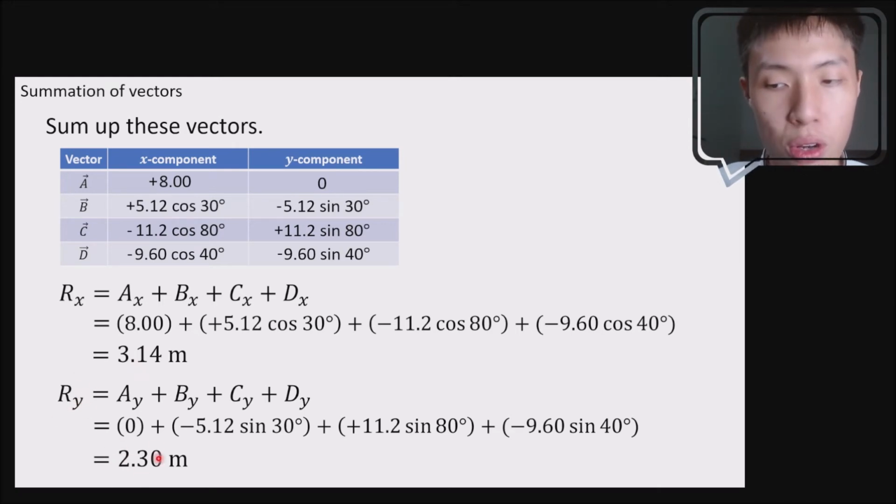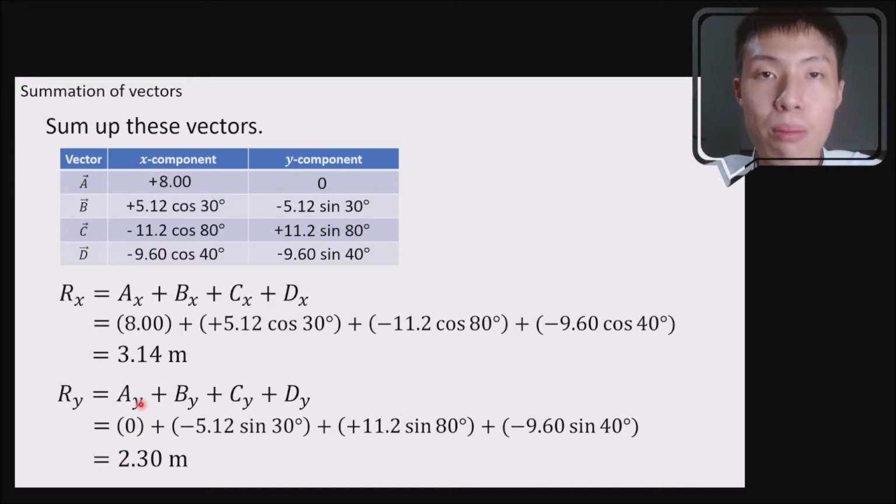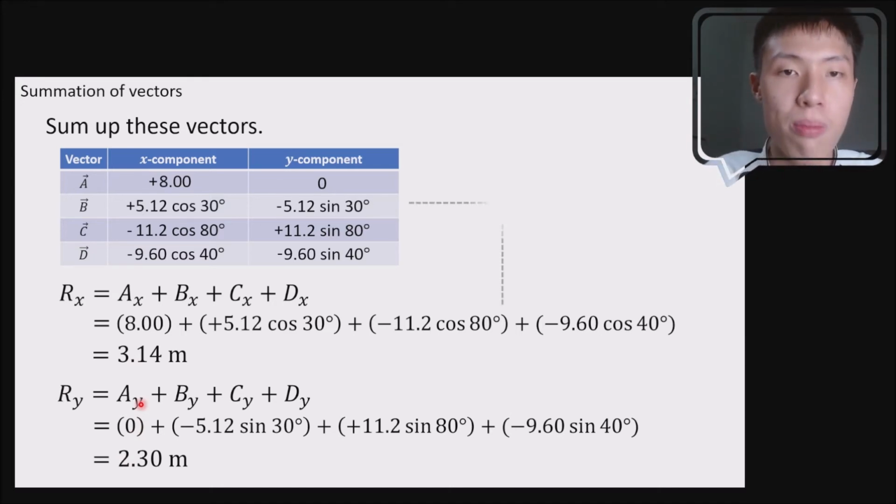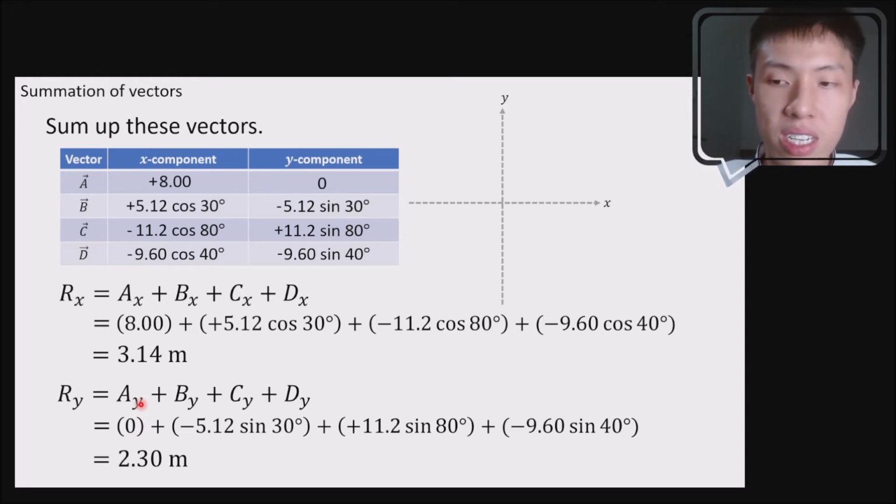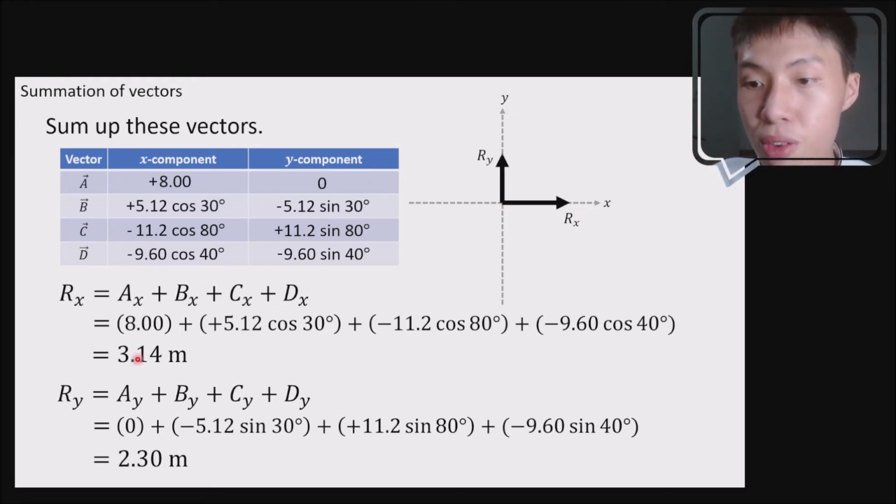Ry, since it's positive, it's also pointing in the positive y direction. So now if you translate these numbers back into a diagram, it will be an xy axis with Rx pointing to the positive x direction, Ry pointing in the positive y direction. Okay, if you get a negative value for Rx, that means it's pointing to the left. If you get a negative value for Ry, that means it's pointing in the negative y direction.